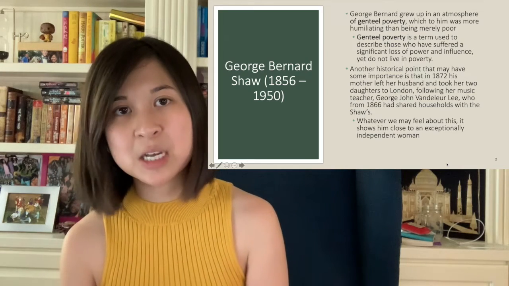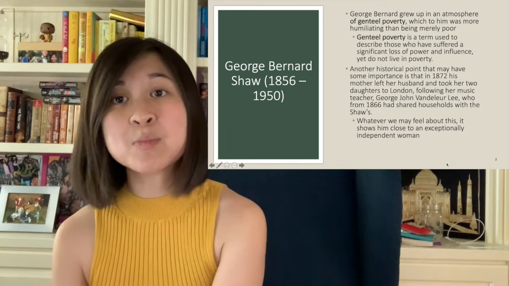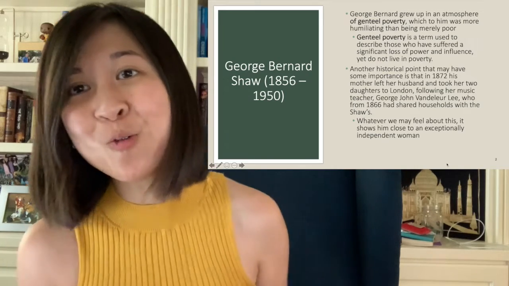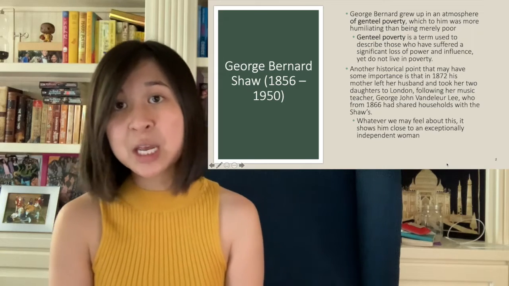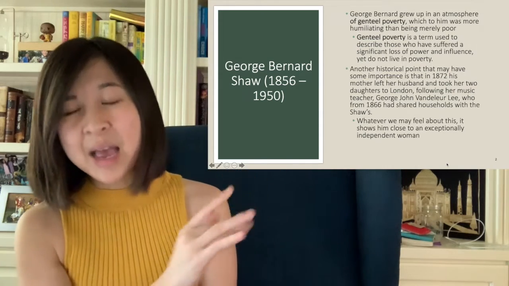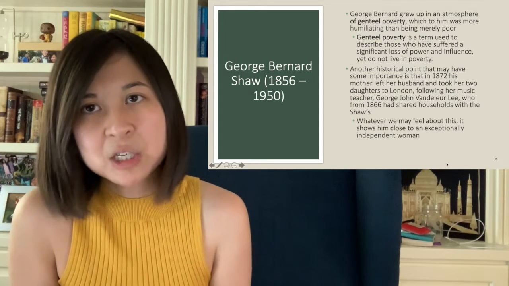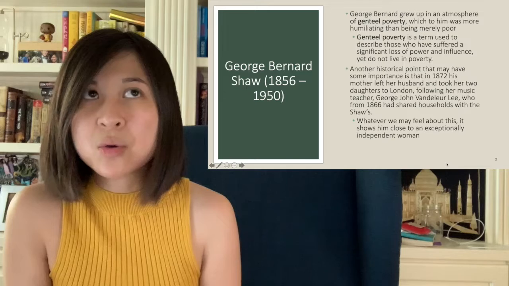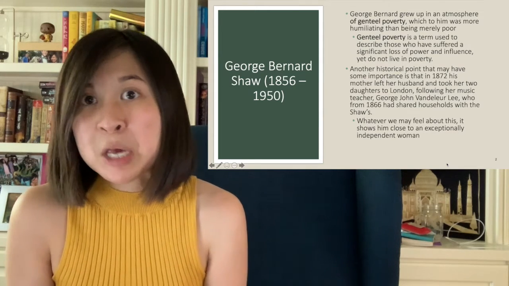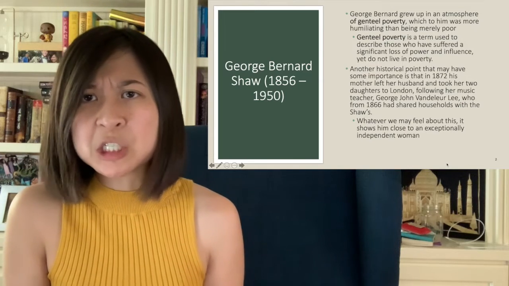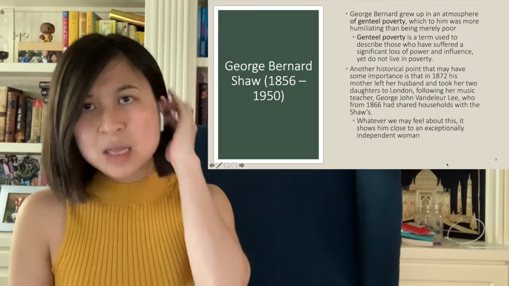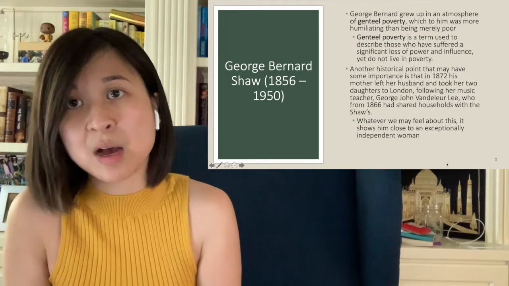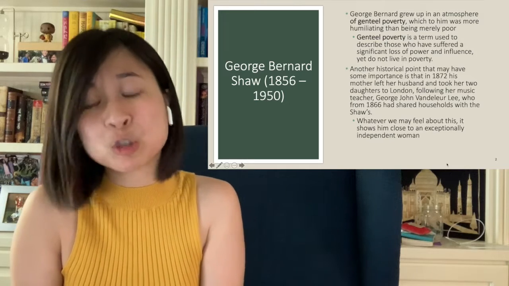Another important point that affected his writing is that in 1872, his mother left her husband with her two daughters to follow her music teacher and live with him, which, as you know, is quite scandalous, especially considering Victorian society. We're still on the last end of that time period. However we may feel about her actions, essentially what we realize is that it shows him to be very close to an exceptionally independent woman. A woman who was able to make her own decisions, and she was independent, and very strong-willed. And you definitely see that in his characters, particularly in Pygmalion, in Eliza Doolittle and Mrs. Higgins, the mother of Henry Higgins. He has very strong female characters.